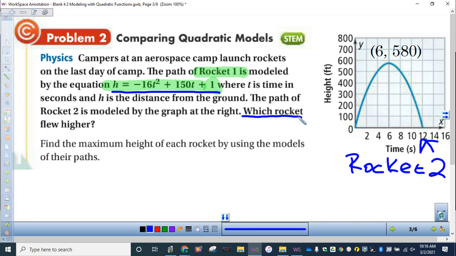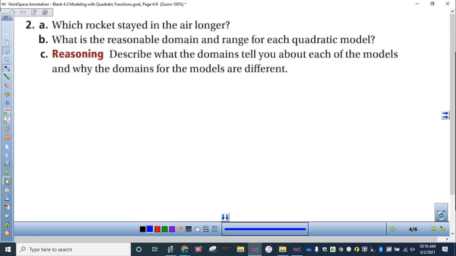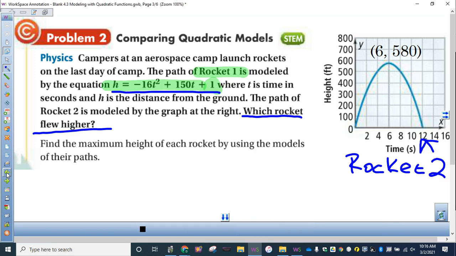Key to understand that last question, and then on the next slide, it talks about finding domain and range, so we'll talk about domain and range for these things. And that's good for now. First thing we're going to do is the green highlighted, blue underlined equation. We're going to get the max for that.